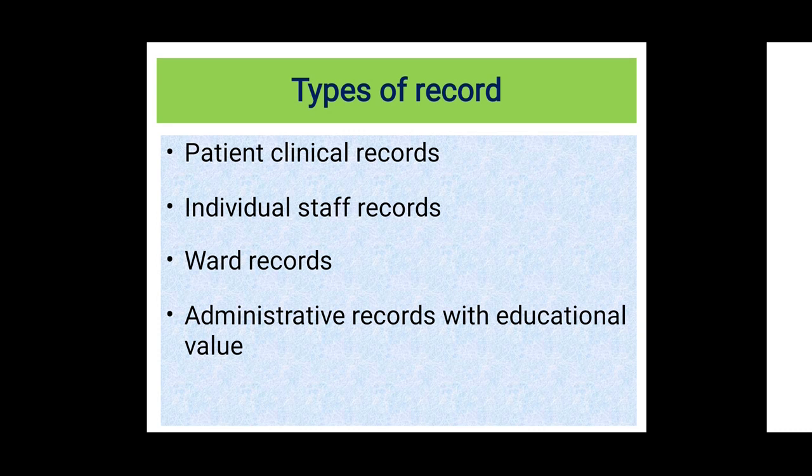Patient clinical records. These are the records concerned with the patient care. Individual staff records. These records are maintained by the Human Resource Department. Ward records include the staff attendance record, patient admission, discharge and shift records, equipment maintenance records, etc. And administrative records with educational value like operating manuals.